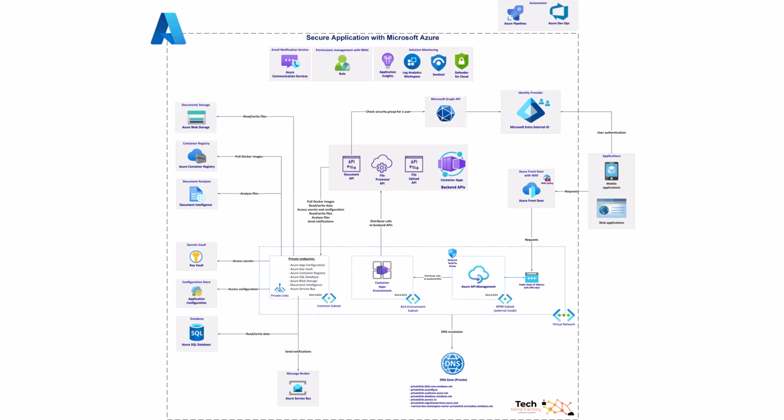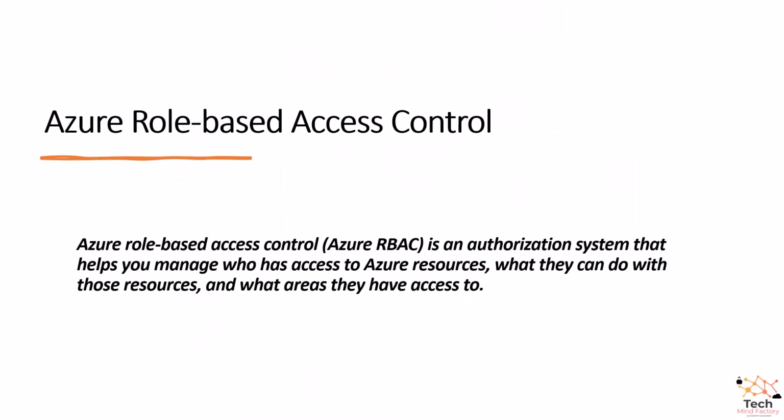And obviously, you can think about using some connection strings or access keys or credentials. That's not actually the way to go. The proper way of implementing secure communication in the Azure cloud is to use Azure Role-based Access Control, also Azure RBAC. Azure Role-based Access Control is an authorization system that helps you manage who has access to Azure resources like those I mentioned, like Azure Key Vault, Azure App Configuration, what they can do with those resources and what areas they have access to.